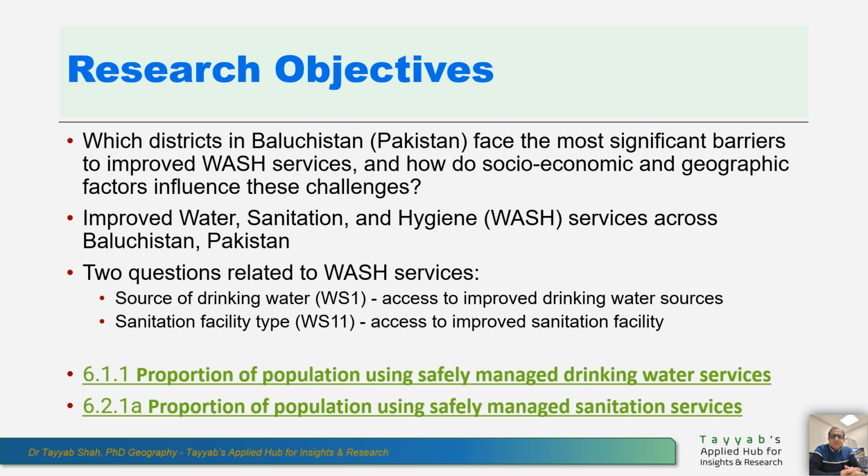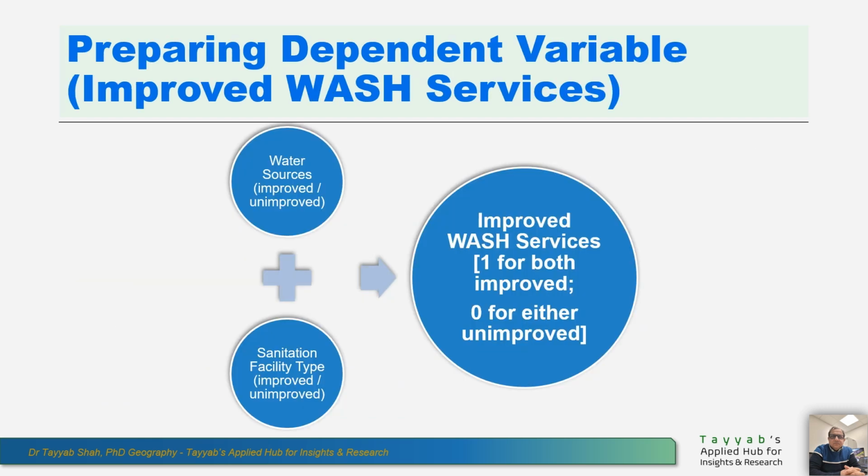So these variables were recategorized according to my requirement. Access to improved drinking water sources was coded as 1. Those households that have access got 1, and those that don't, we got 0. And that's the way my research question is going to be prepared.